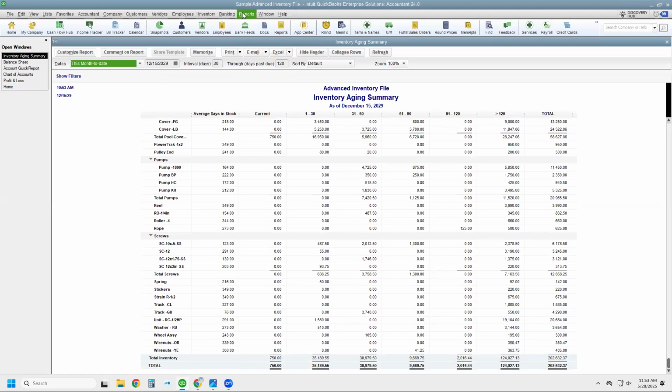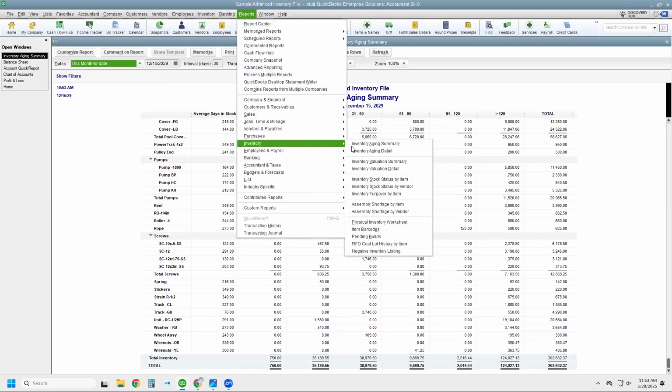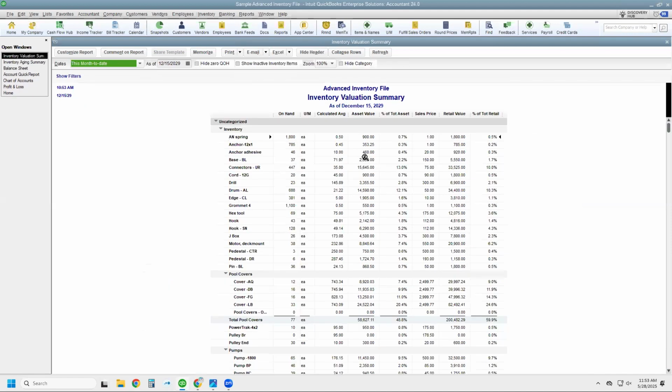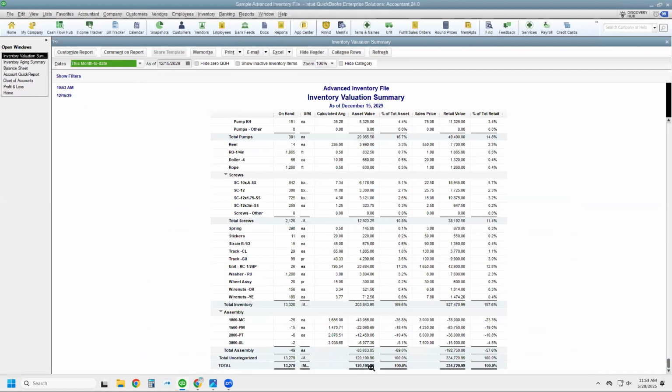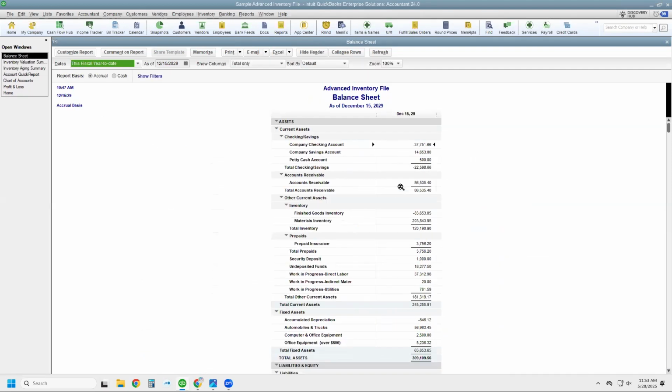Oh my goodness, I picked the inventory aging summary. I'm so sorry. Hold please. Valuation summary, let's do that one. 12/15/2029. Scroll all the way to the bottom. 120,190.90. And then if I go back to my balance sheet, 120,190.90. Yay!